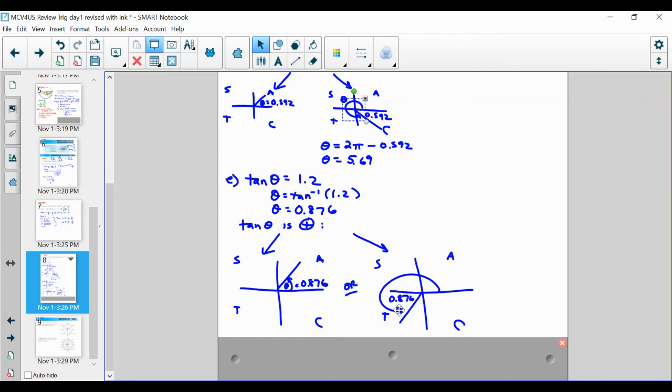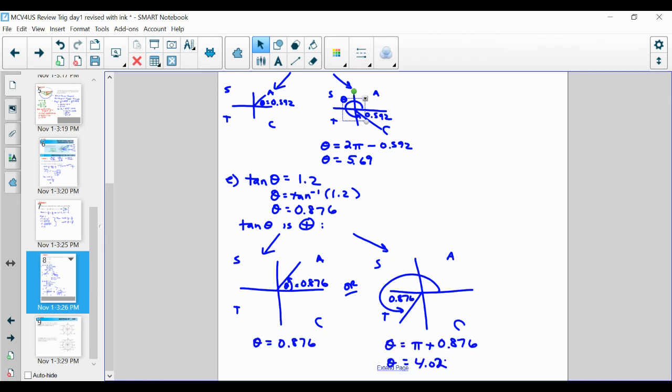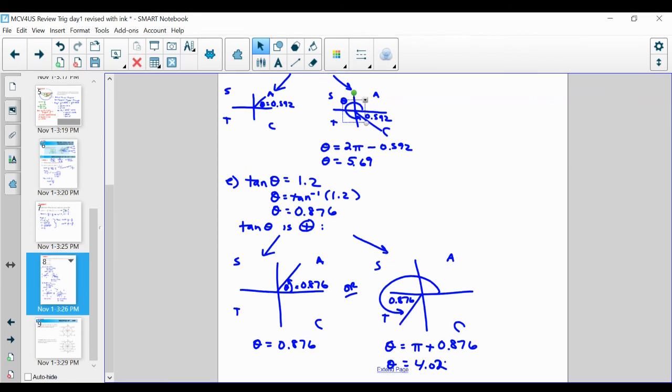So either theta is just 0.876 radians, or it's 180 degrees, or pi radians, plus an additional 0.876 radians to give me 4.02 radians.